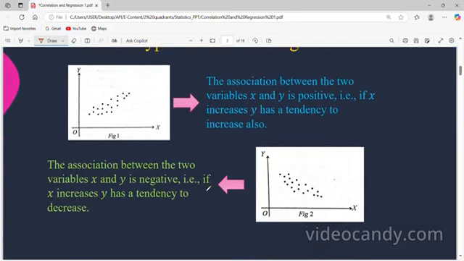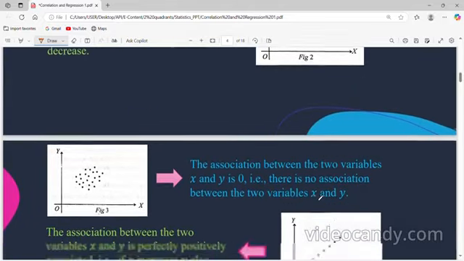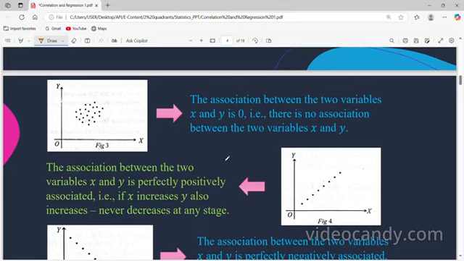Next are different types of scatter diagram. In figure 1, the association between the two variables x and y is positive. That is, if x increases, y has a tendency to increase also. In figure 2, the association between the two variables x and y is negative. That is, if x increases, y has a tendency to decrease. Next is figure 3. The association between the two variables x and y is 0. That is, there is no association between the two variables x and y.